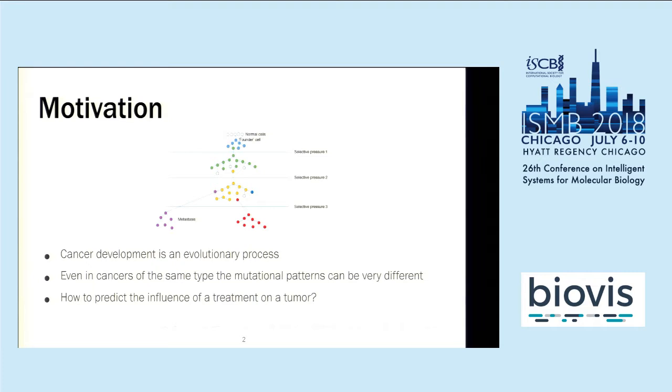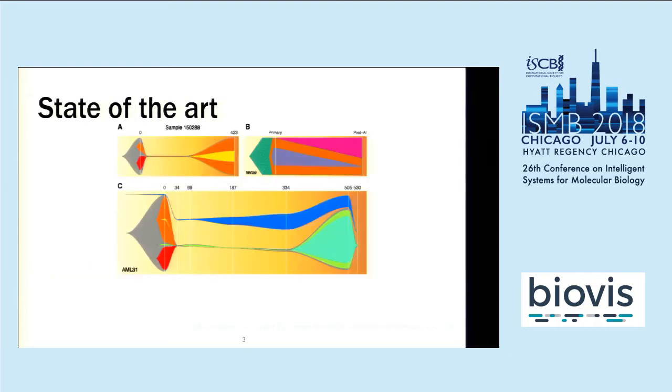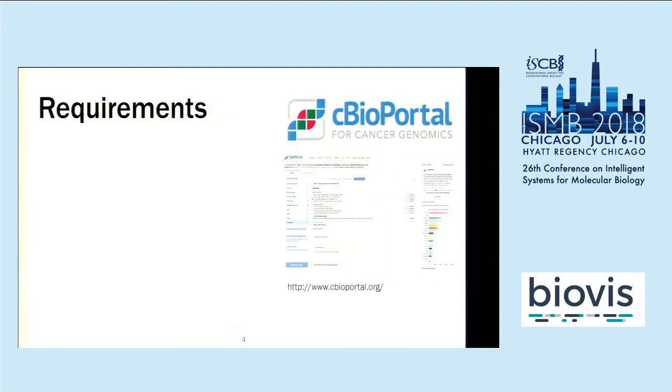So we're not there yet, but there are some visualizations out there which visualize cancer development. This is a fish plot, and it visualizes the development of a cancer for one patient. But we need visualizations for entire patient cohorts because we want to explore more general temporal patterns and not only patterns for one patient. So this leads us to the requirements for our tool.